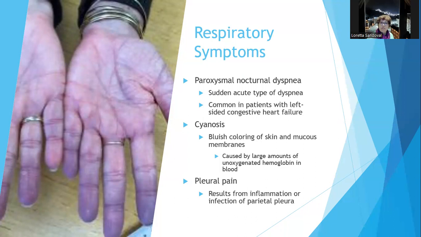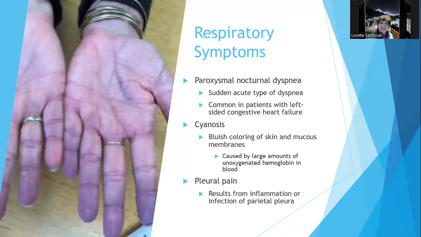Cyanosis is the bluish coloring of skin and mucous membranes. It's caused by large amounts of unoxygenated hemoglobin in the blood. Oxygenated hemoglobin is pink or red, and unoxygenated hemoglobin is bluish. If you have a dark-skinned individual, you can detect cyanosis inside the lips, inside the eye sockets, in the nail beds and the bottoms of the feet, and sometimes the palms of the hands. It's important to know that with a dark-skinned individual, you still need to be able to detect this.